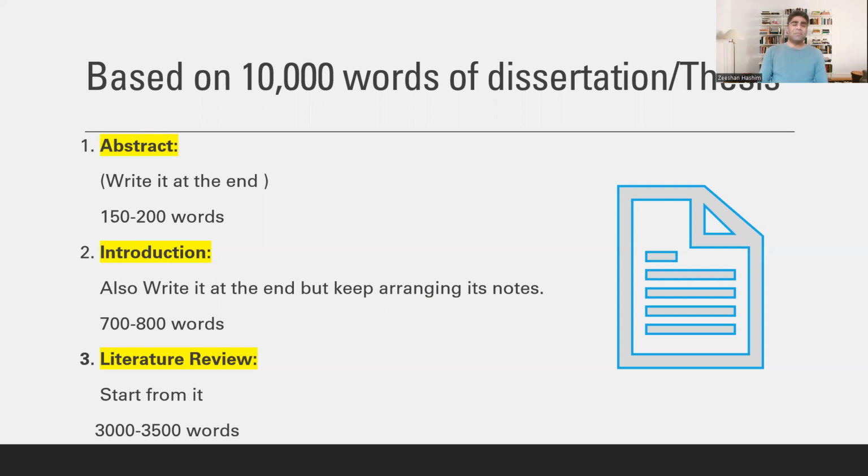But remember that you need to write the abstract at the end of your dissertation, because in the abstract you write the summary of what you have written in your dissertation. I will make one video to explain how to properly write the abstract.